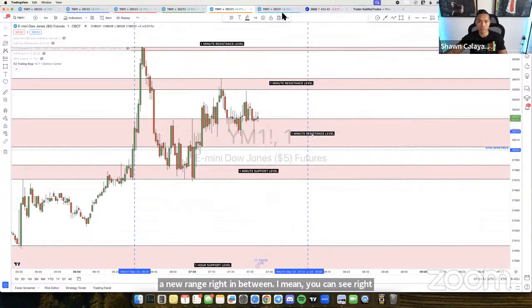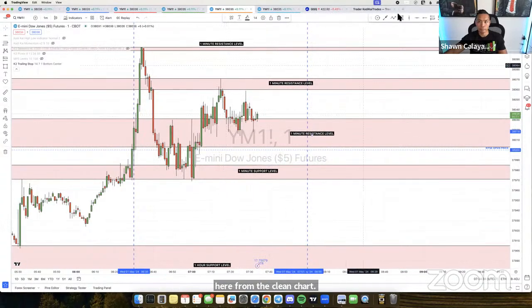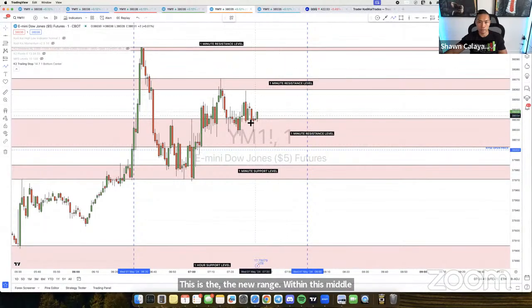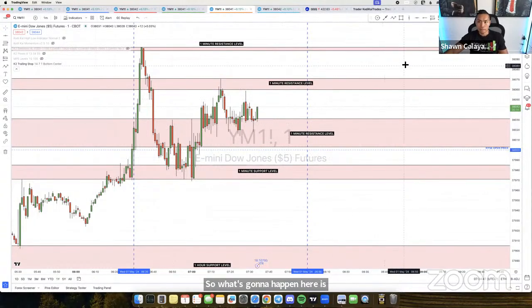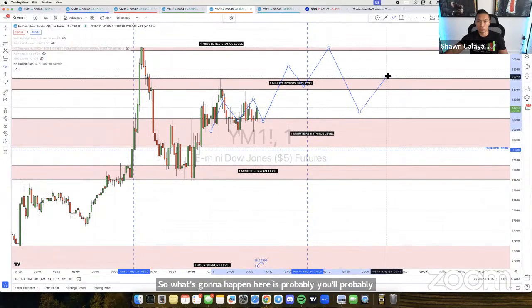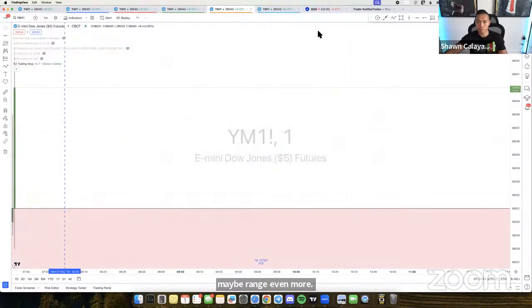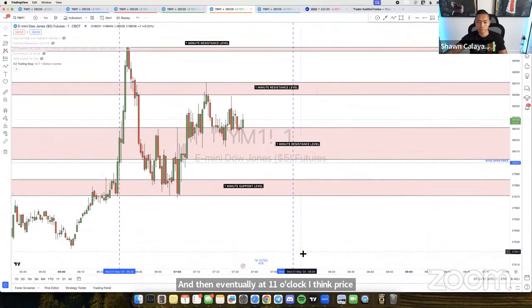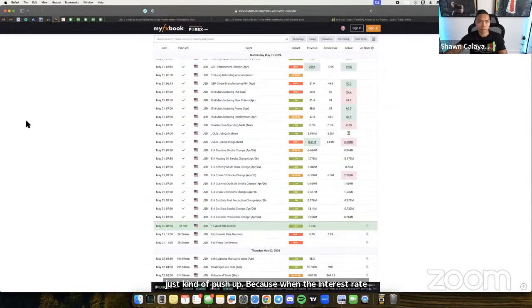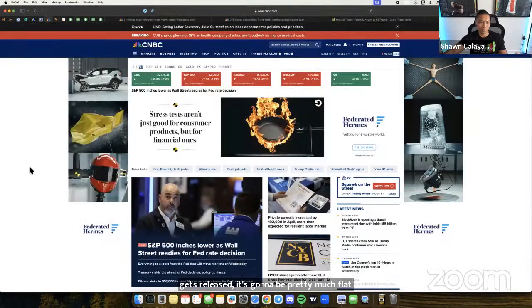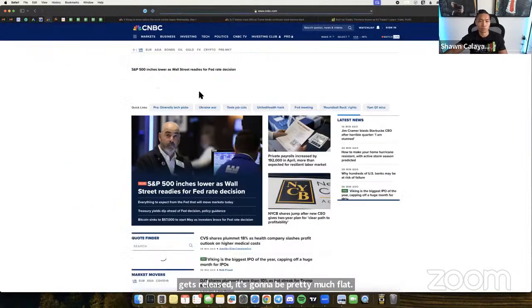This is the new range within this middle area, and it's kind of just going back and forth in consolidation within this area here. So what's going to happen here is it'll probably continue to range, maybe push up a little bit, maybe range even more. And then eventually at 11 o'clock, I think price will just kind of push up because when the interest rate gets released, it's going to be pretty much flat. And that's going to be good for the economy. Well, not really good for the economy, but neutral.